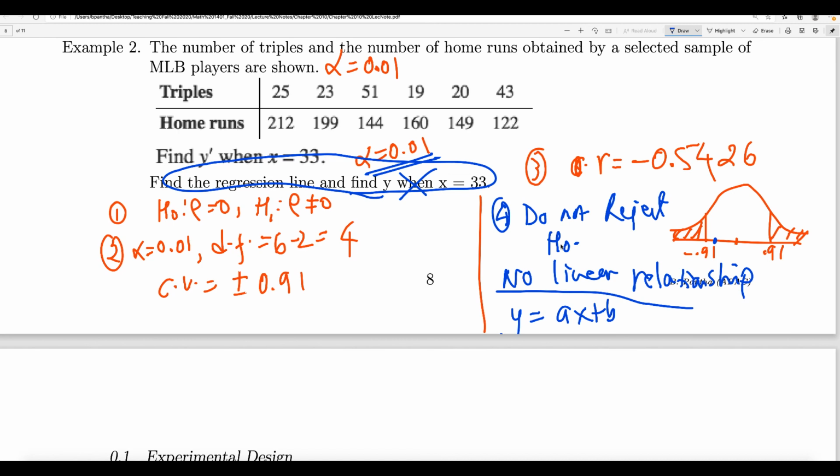So first of all, to find out the regression line or to do the regression analysis, you need to test the hypothesis to check whether there is a linear relationship between x and y. If you reject the null hypothesis, then there is a linear relationship. If you do not reject the null hypothesis, then there is no linear relationship, so you don't have to do the regression analysis.